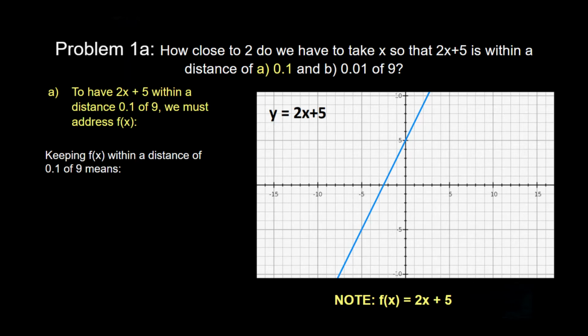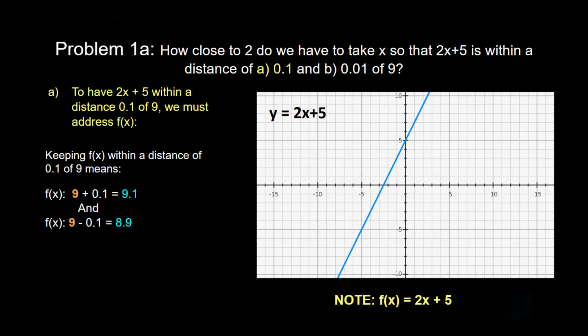Now, if you look over to the left, it says to have 2x plus 5 within a distance of 0.1 of 9, we must address f of x. Now, f of x is used interchangeably with y. If you look to the right, you will see y is equal to 2x plus 5, so y is equal to f of x. We can use that interchangeably. So, going back to the left, it says keeping f of x within a distance of 0.1 of 9 basically means that we don't want a deviation more than 0.1 in either direction of 9.